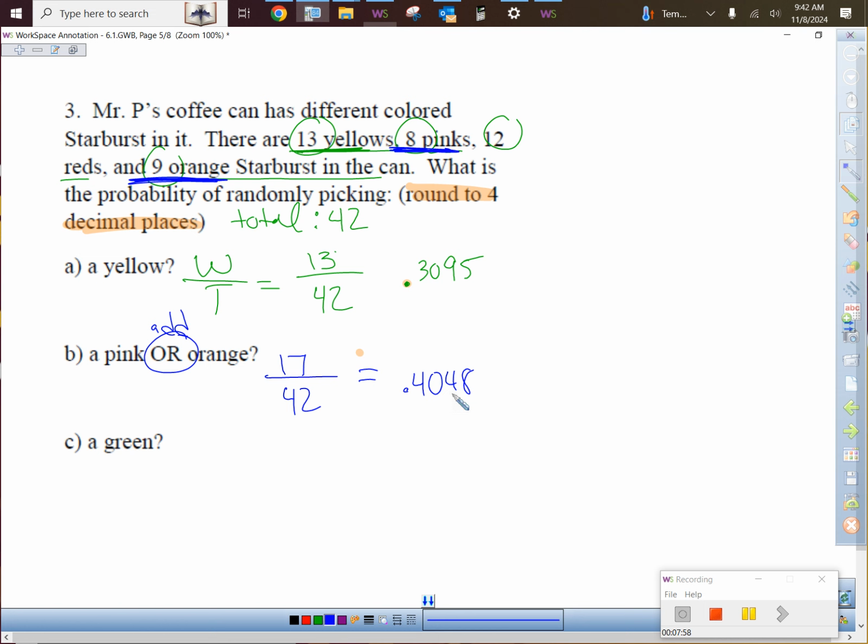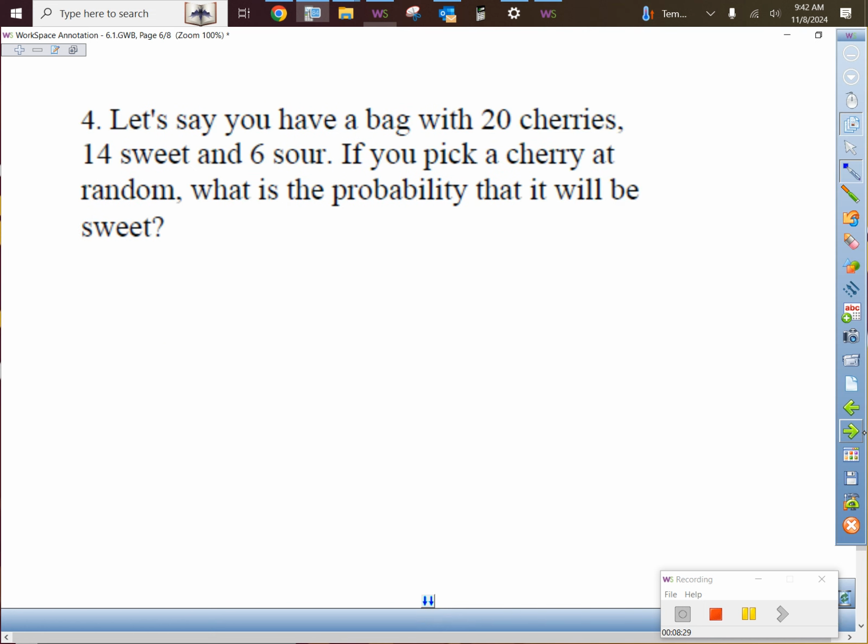But then the one that makes people scratch their heads, what's the probability of me pulling out a green Starburst from there? Are there any green Starbursts in the jar? No. So that is like 0 out of 42, which is a 0% chance, right? It is not possible to do that because they were not inside of there. Coolio? All right, so that's just basic probability right there.